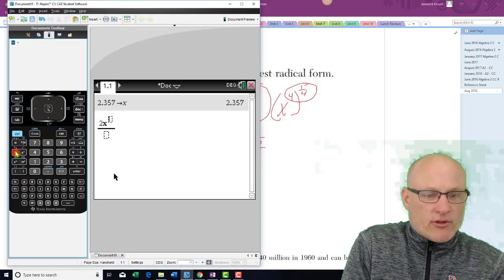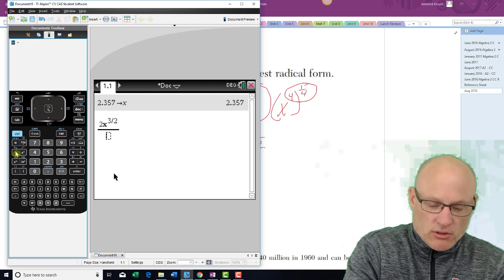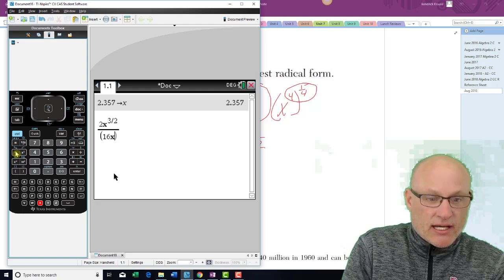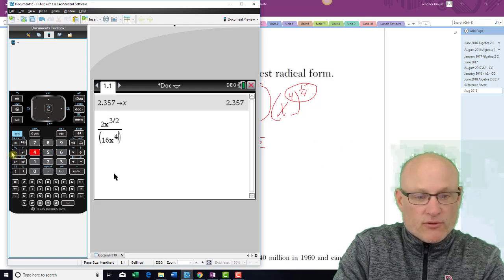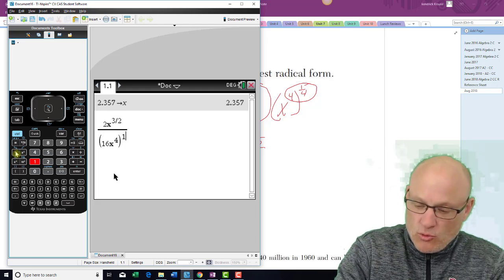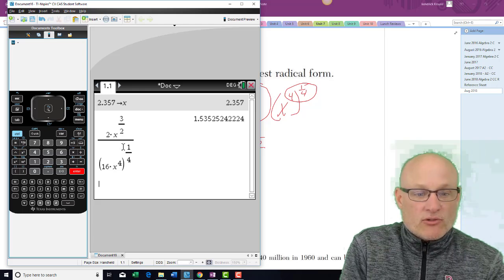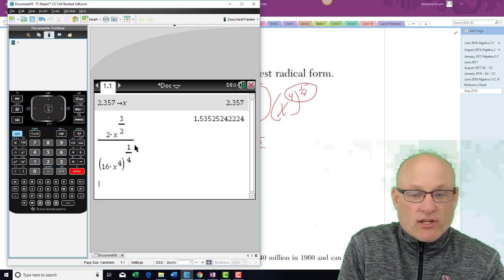Now, it was 2x raised to the 3/2 all over 16x to the 4th raised to the 1/4. Now make sure that's the way it turns out. Yeah, look at the way it looks. 2x to the 3/2. Perfect.